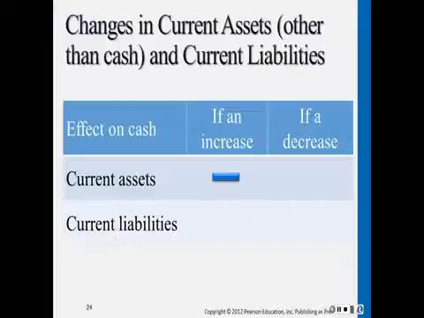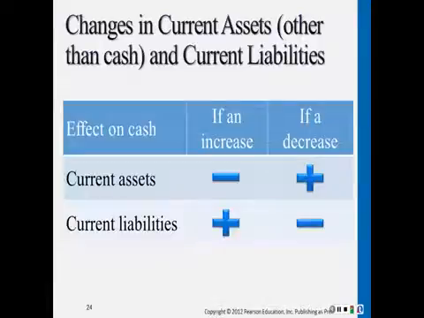Therefore, subtract the increase in the current asset from the net income to get cash flow from operations. Conversely, if a current asset other than cash goes down, cash goes up. If a current liability goes up, cash goes up. If a current liability goes down, cash goes down. The payment of a current liability decreases cash. Therefore, we subtract decreases in current liabilities from net income to get cash flow from operations.